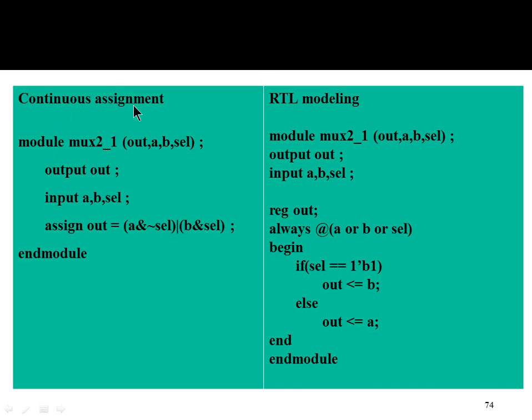Now the same mux 2 is to 1, if I want to model it using RTL modeling or behavioral modeling as before. Module mux 2 is to 1, out, A, B, select. Same ports, same input output port declarations. There is a reg called out, which is the same name as the output port. Why? Because I'm going to assign this out or output port inside the always block.